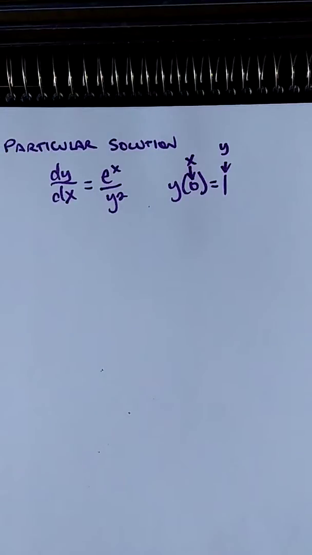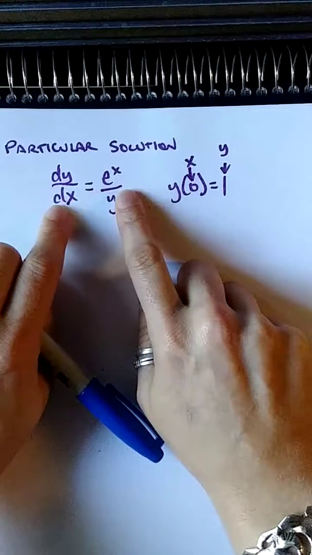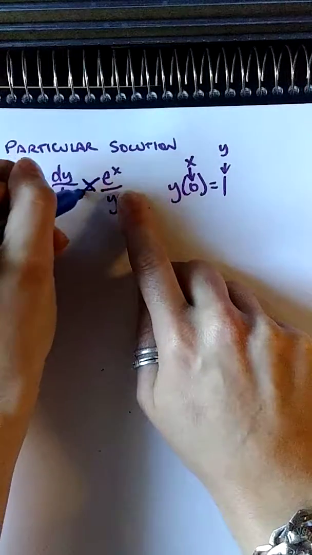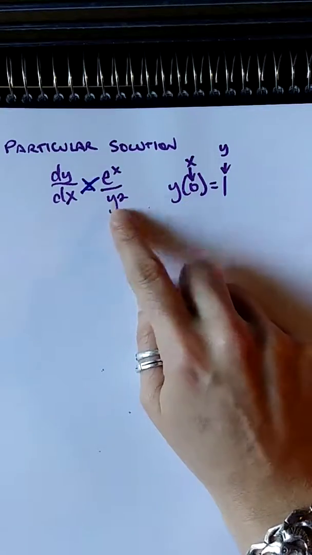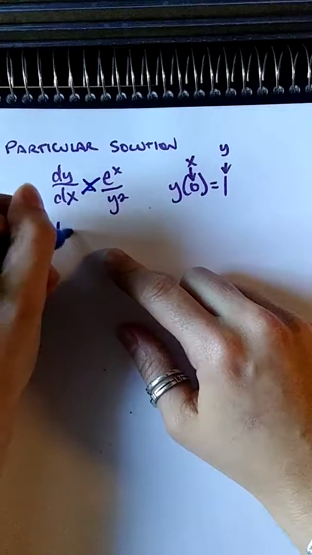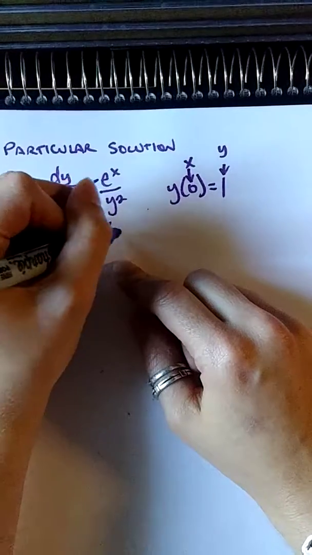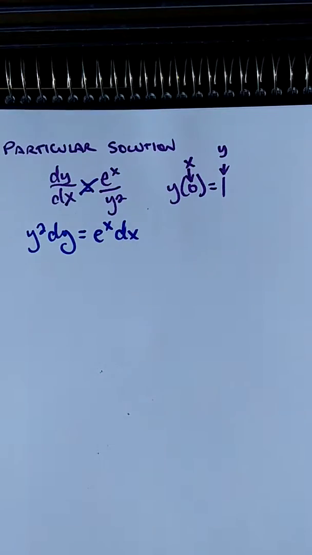Before I can use that, I need my general solution. And before I get my general solution, I again have to start with grouping. So I have y's on both sides, x's on both sides, and I have two fractions. So my first step is going to be to cross multiply. So I'm going to end up with y squared times dy on one side. And on the other side, I will have e to the x dx.